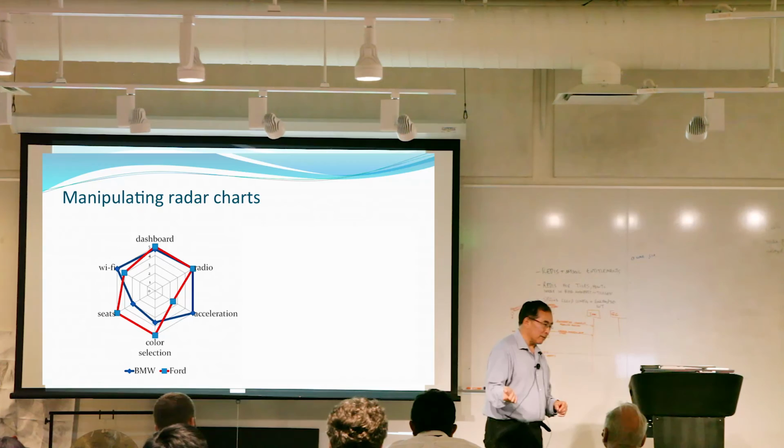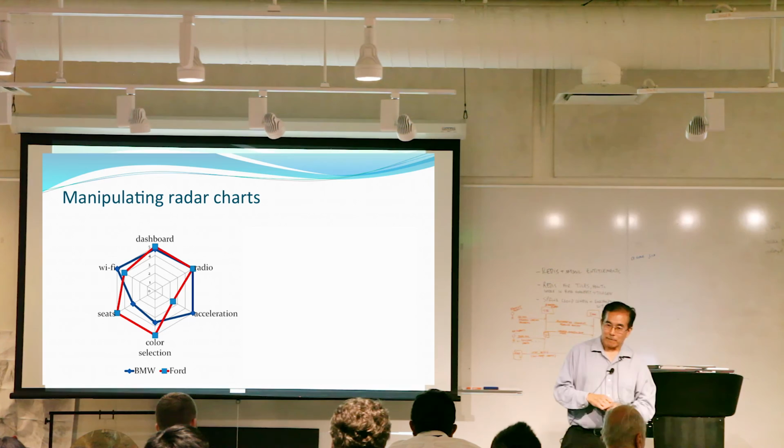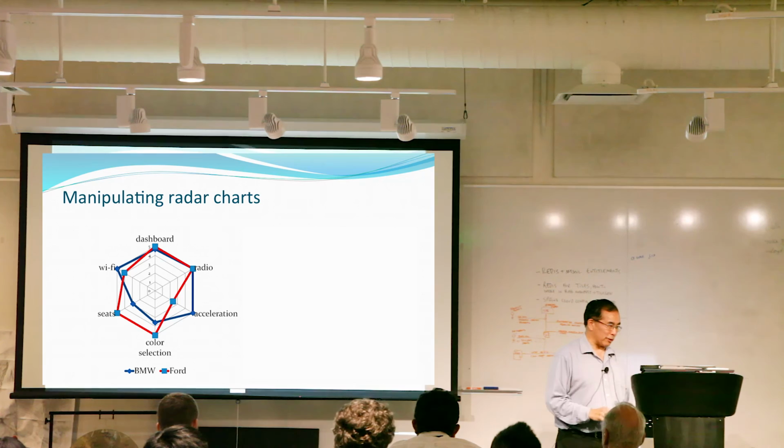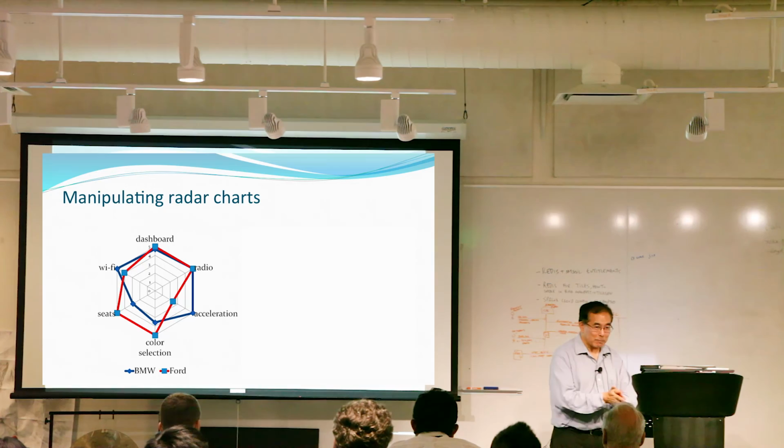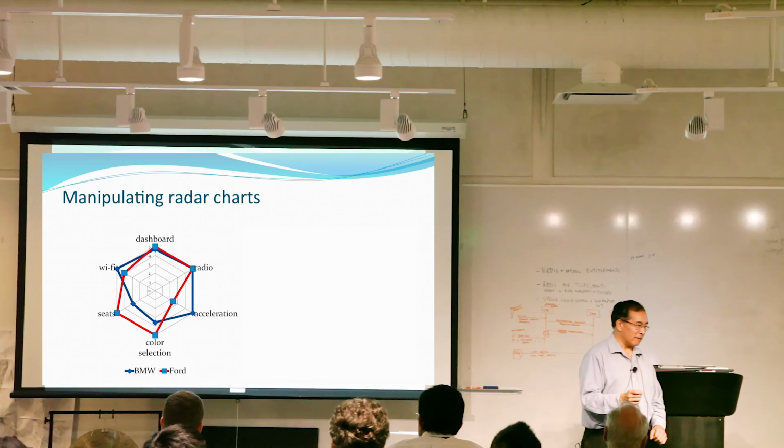Now, I have another trick up my sleeve in terms of how to do this. What I want to do is I want to say, let's make acceleration less important. Figure out how we can make it so that even though BMW is better at acceleration, it's not that much better. What?